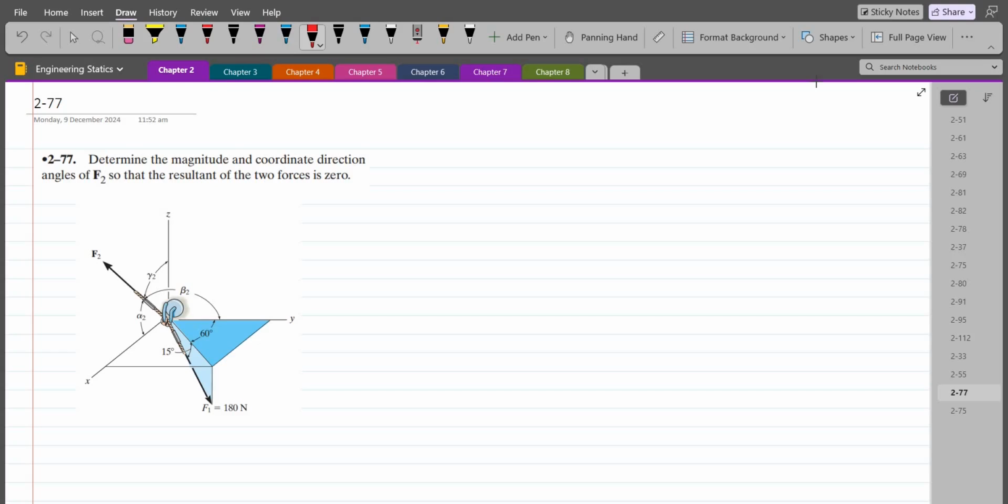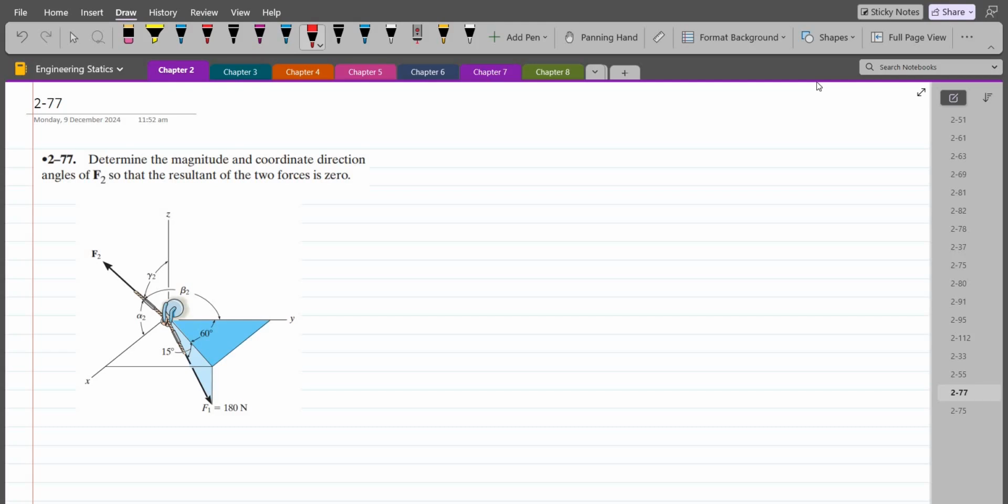In this video, we will solve problem 2-77 from R.C. Hibbeler Engineering Statics, 12th edition. According to this problem, we have to determine the magnitude and coordinate direction angles of F2 so that the resultant of the two forces is 0. To solve this problem, first of all, we have to resolve each of the forces into their components.